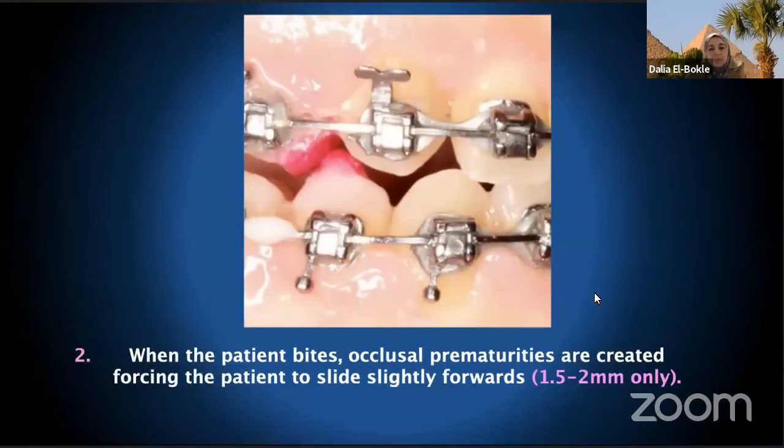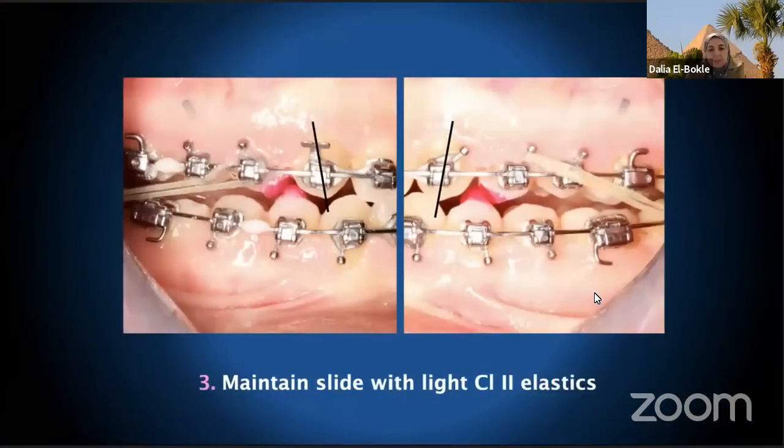So when the patient bites down, the occlusal prematurities are created, forcing the patient to slide slightly forwards, only about 1.5 to 2 millimeters. You can see the slope right there. And I like to maintain the slide with light class 2 elastics, especially during nighttime.